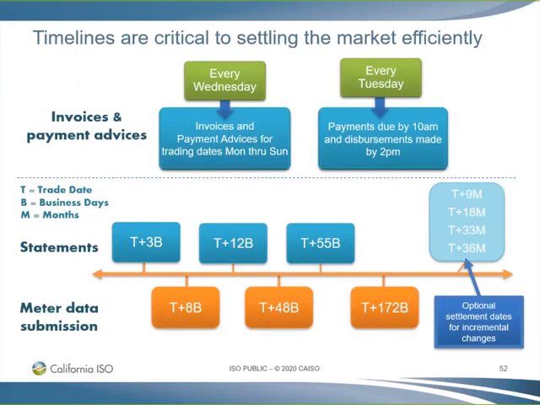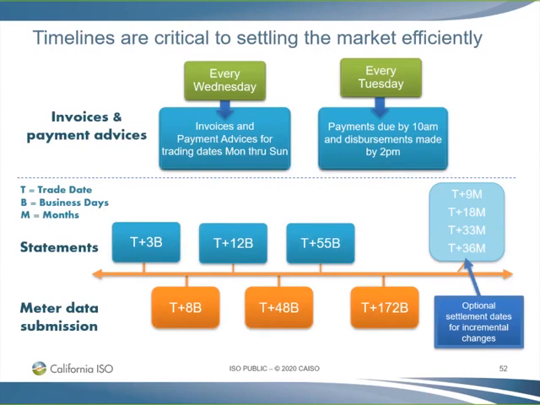If you look at this timeline that we're looking at now, the first time you get a settlement statement is at T+3B. But if you will notice, that does not include any of the actual meter data, so that is only an estimate. So you cannot dispute the T+3B statement. But the first time you could submit a dispute, your T+12B, 12 business days after that trade date, that settlement statement will have incorporated into it the meter data that was submitted by T+8B.